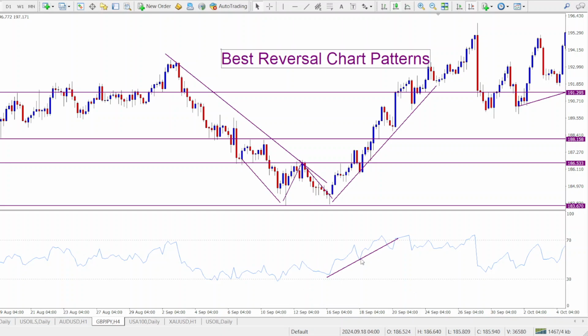I hope this breakdown of the best reversal chart patterns has been helpful. Whether you are a beginner or a seasoned trader, mastering these patterns can make a huge difference in your trading game.